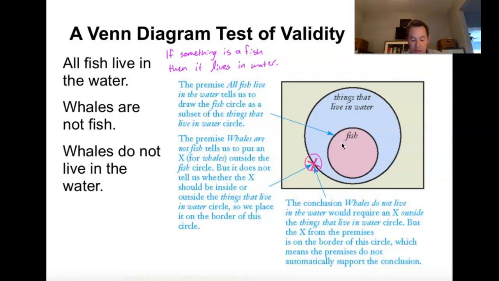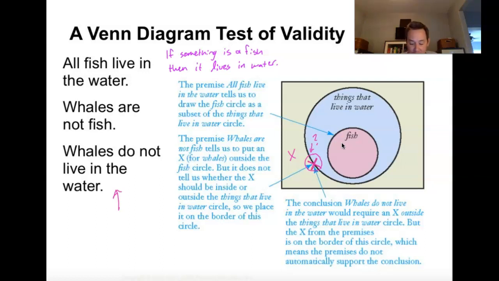And then we look at our conclusion. Whales do not live in the water. And we want to think, does this placement of our X support that conclusion? Well, if whales don't live in water, we would expect the X to be fully outside of the set of things that live in water. But because we had to place it on the border, the argument didn't state whether or not they live in the water. They may live in water or not based on this. The X is not fully placed outside of that set.